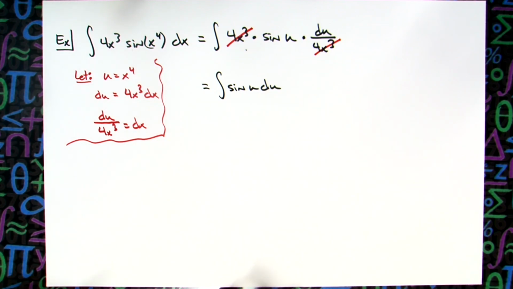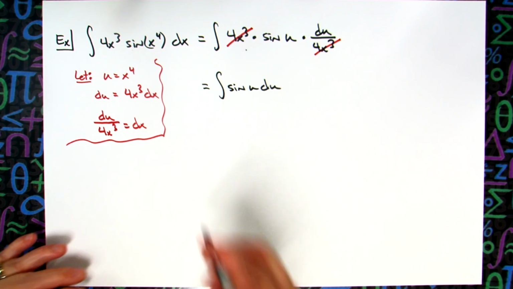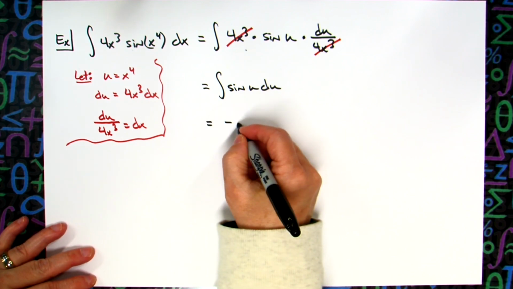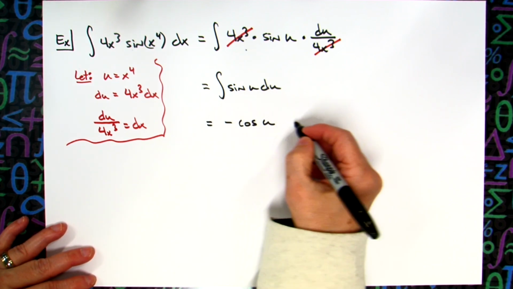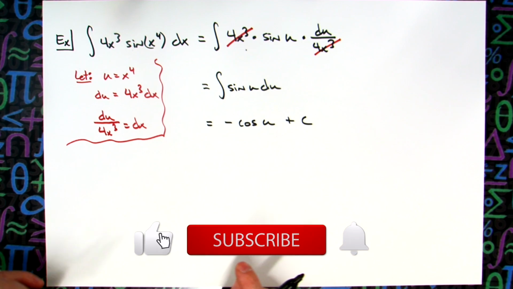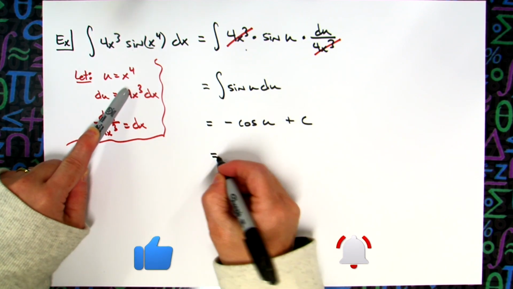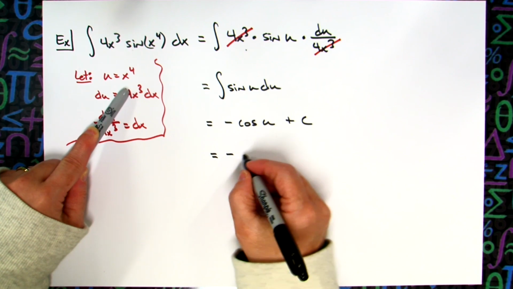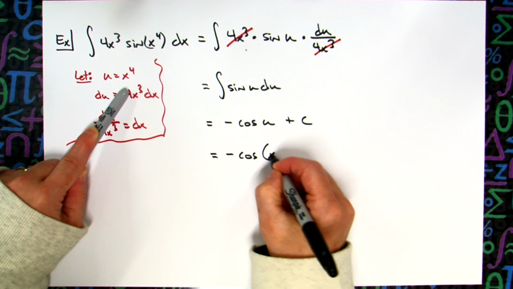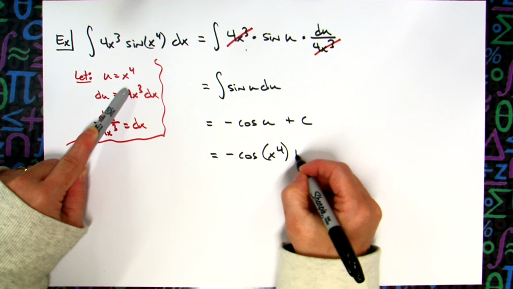Okay, so can we integrate sine? What do we get when we integrate sine? Negative cosine. So negative cosine u, and then plus c. Replacing the u with that x to the fourth to get the answer back in terms of x: negative cosine x to the fourth plus c.